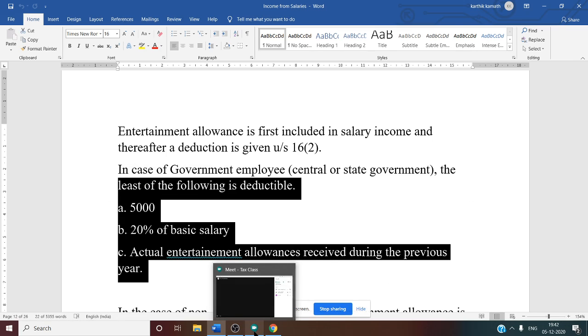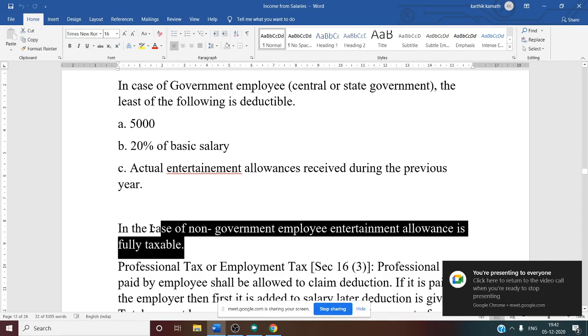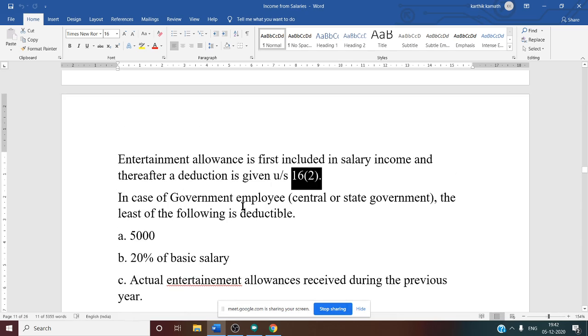What about the non-government employee? In the case of a non-government employee, entertainment allowance is fully taxable. That is why no deduction is given. Only for a government employee is the deduction given. So that is about section 16 clause 2.